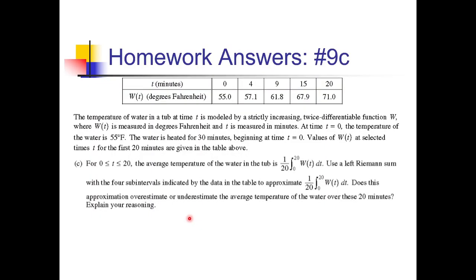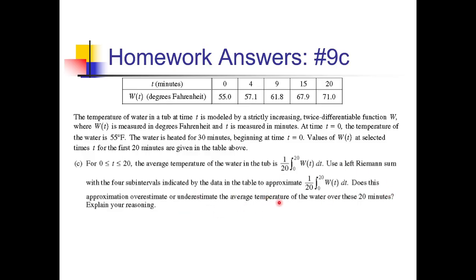For part C of this problem, we're told that from time 0 to 20, the average temperature of the water in the tub is 1/20th integral 0 to 20 of W(t) dt. That's not really news. We could have figured that out on our own, but they're kind of giving that to us. They want us to use a left Riemann sum with 4 subintervals with the data in the table to approximate that. And then they want to know if that's going to over or underestimate the true average temperature of the water over these 20 minutes, with reasoning.